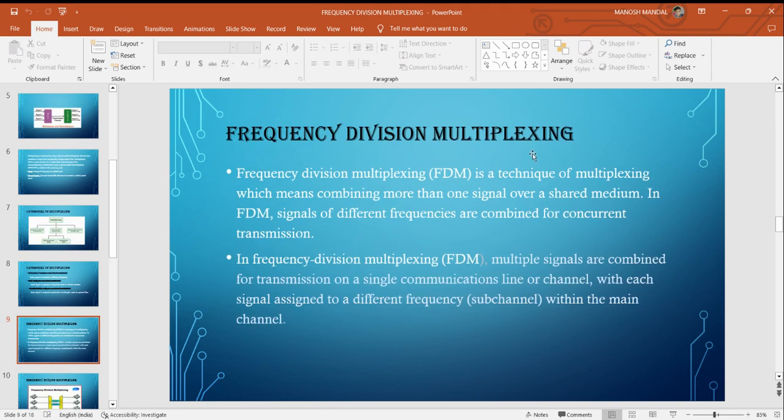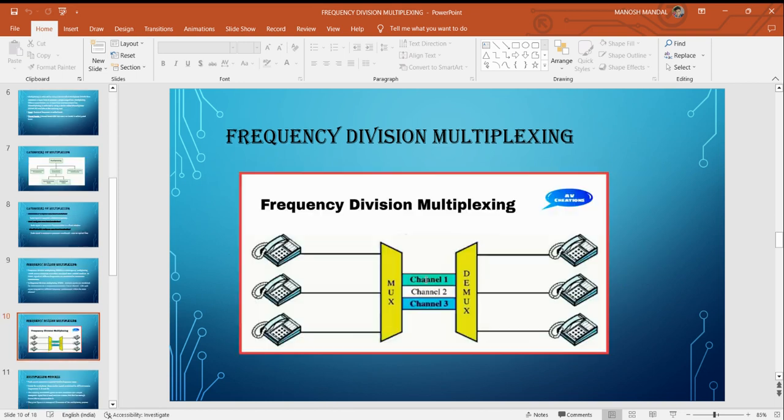Frequency division multiplexing. Frequency division multiplexing is a technique of multiplexing, which means combining more than one signal over a shared medium. In frequency division multiplexing, signals of different frequencies are combined for concurrent transmission. Multiple signals are combined for transmission on a single communication line, with each signal assigned to a different frequency within the main channel.